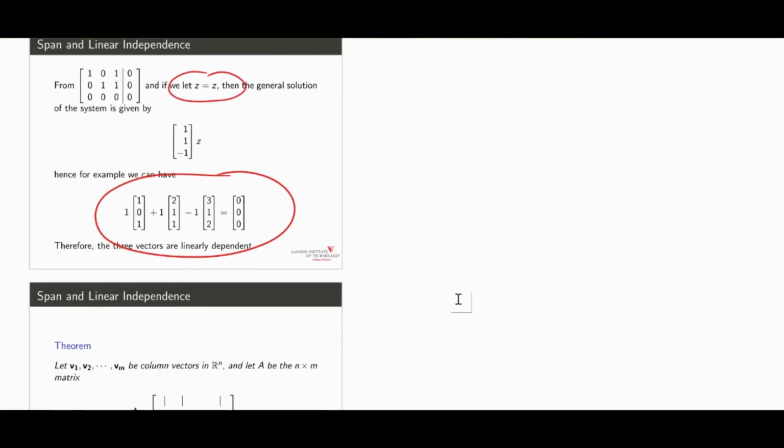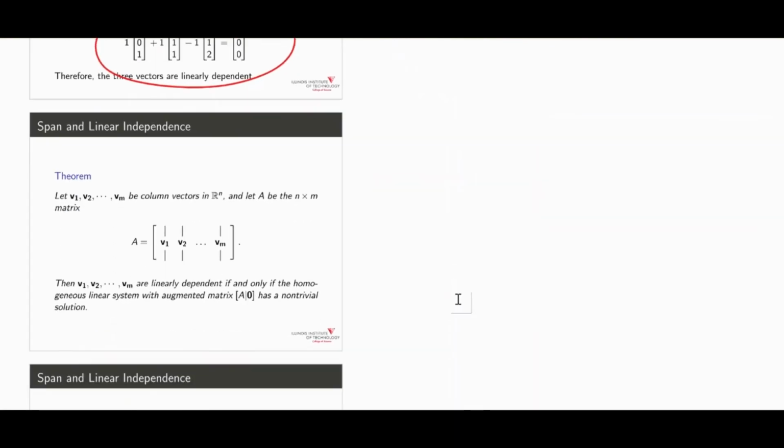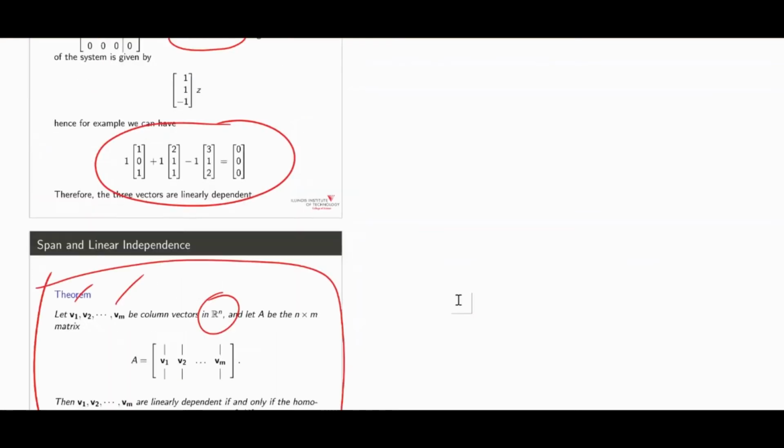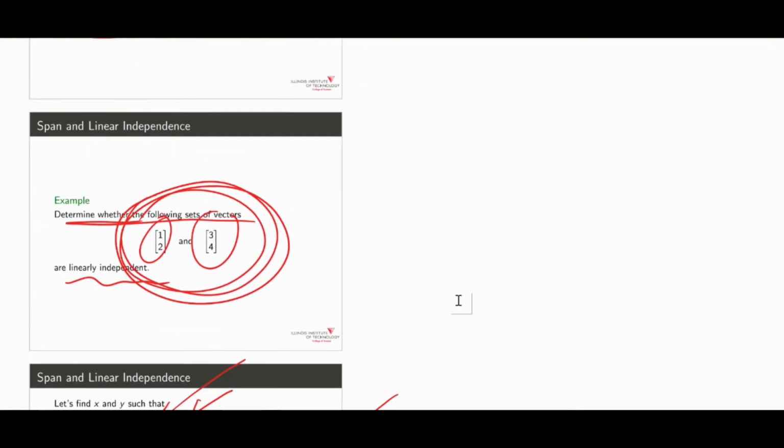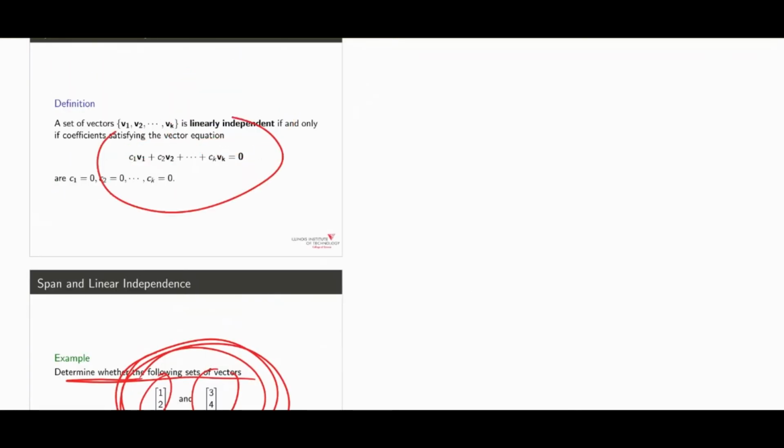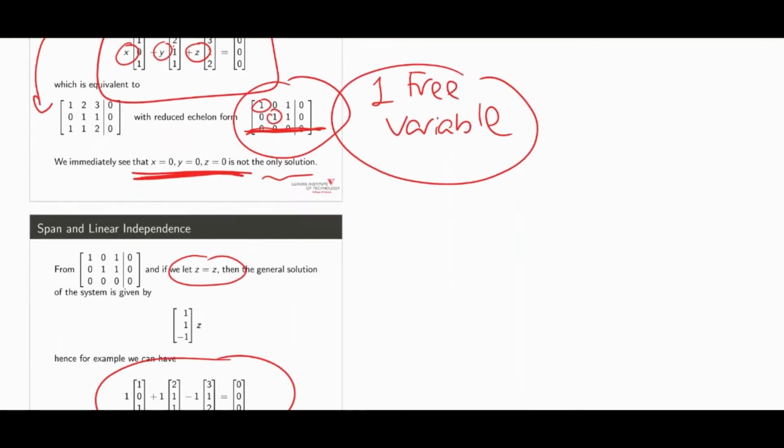It doesn't really matter. Basically, to summarize, if you have vectors V1 all the way to Vm in Rn, to determine whether or not they are independent, you set this equation up, just like the definition. You will see that it is equivalent to this linear system. You solve it, and if you have non-trivial solutions, then they are dependent. If you only have trivial solutions, then they are independent.